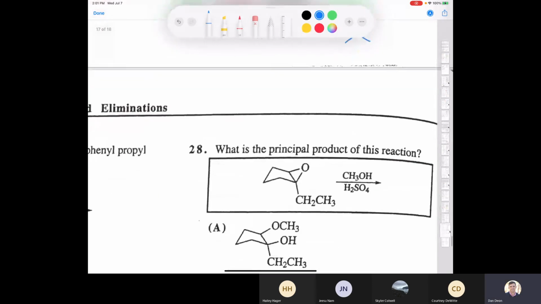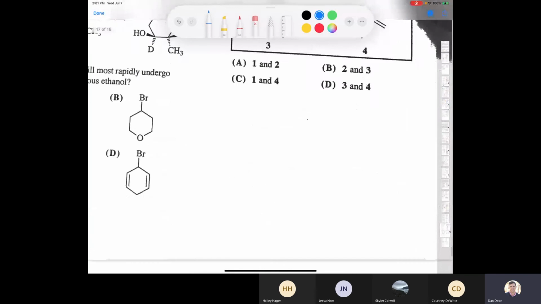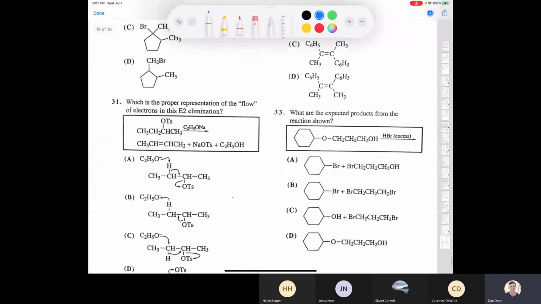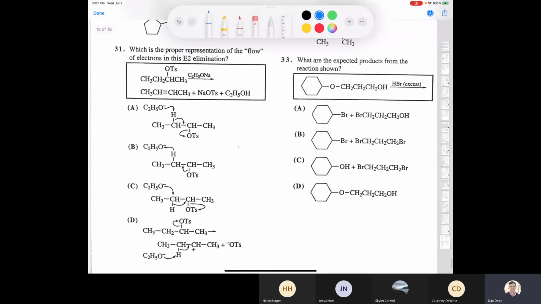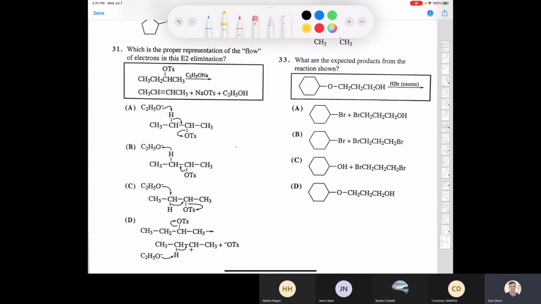Let's take a look at question number 31. Where is it? Question 31. This is a good one. I really like question 31. It just tests you on your knowledge of E2 reactions. It says, which is the proper representation of the flow of electrons in this E2 elimination? I'll let you take a second and look at it.